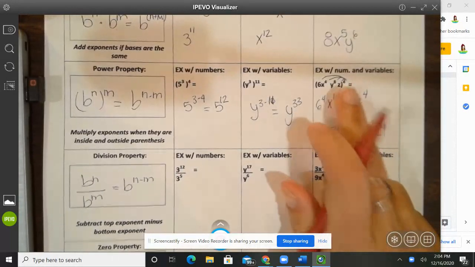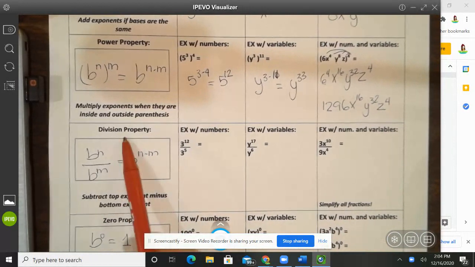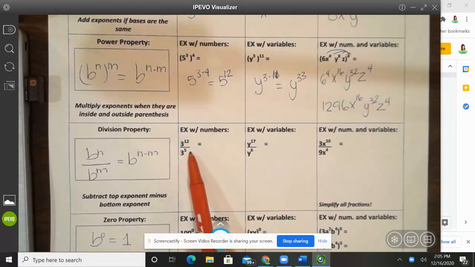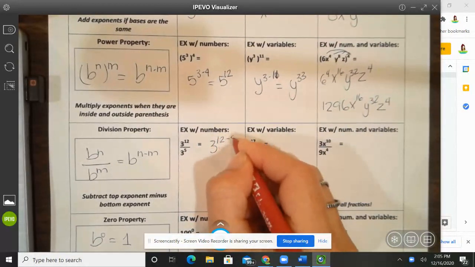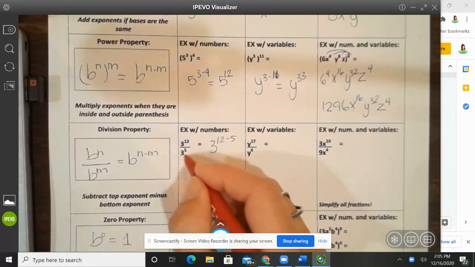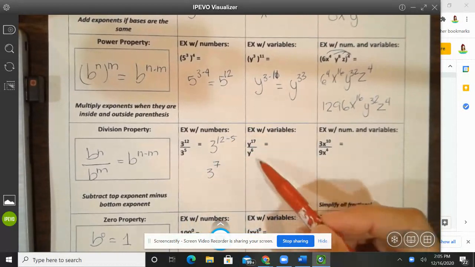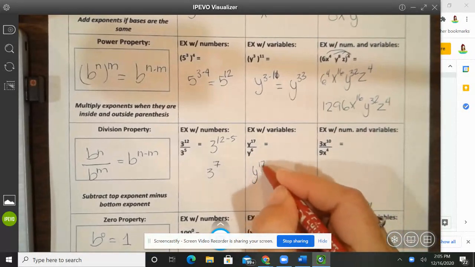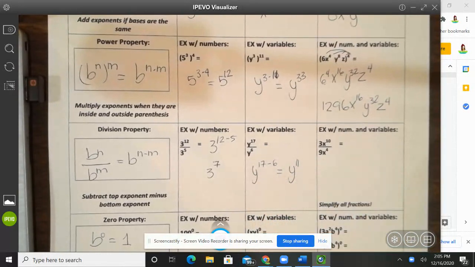All right, that's a lot going on, but we should just remember this then. All right, so here, division property. In the division property, you subtract the top exponent minus the bottom exponent. So that means 12 minus 5 will give you that answer. So that's 3 to the 12 minus 5. Remember, it's with the same base, right, in this case. So that's 7. Same base, we have y's with variables, so 17 minus 6. So y, 17 minus 6, that is 11, so y to the 11th power.